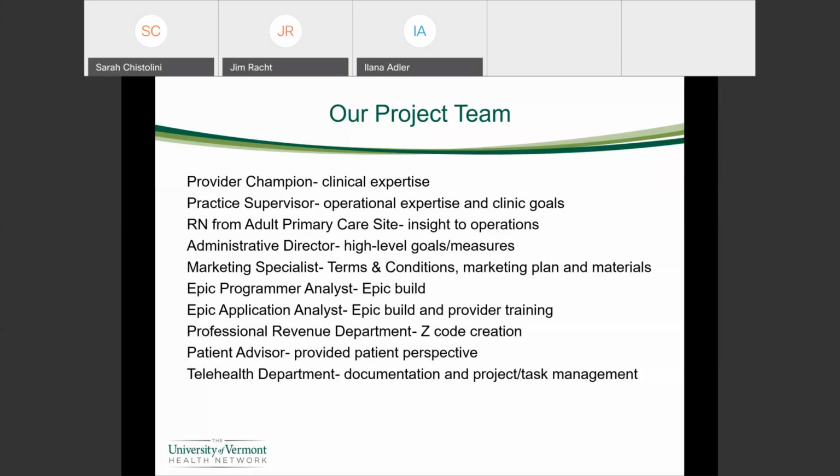We also had a patient advisor pulled in. So we have a pretty robust patient advisor team here within the network, and they come from all different aspects in the community and around the state. And we pulled someone in to help us just make sure that from a patient perspective, it would be addressing what the patient would want to get out of it. That was really fun and helpful. And then the telehealth team, so that's me. I was basically just the project manager through the process, and I documented everything and sent out too many agendas and notes and all of those types of things.